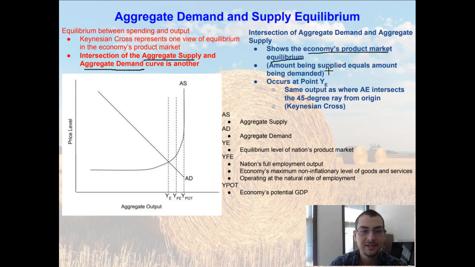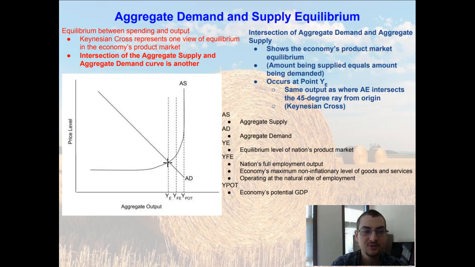It's showing the amount that is being supplied, and the amount that is being demanded. The aggregate supply is showing the amount that's being supplied at a series of prices versus the amount that's being demanded at a series of prices. And where those two intersect, that is our equilibrium.